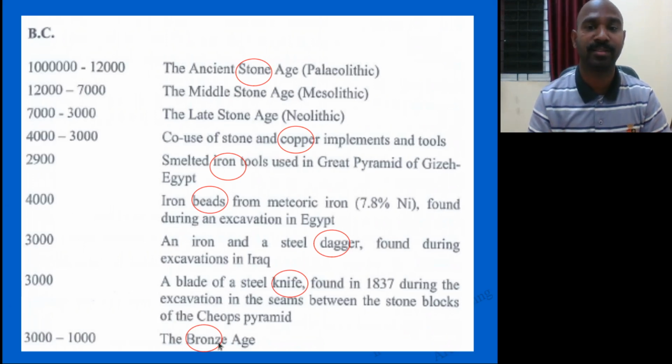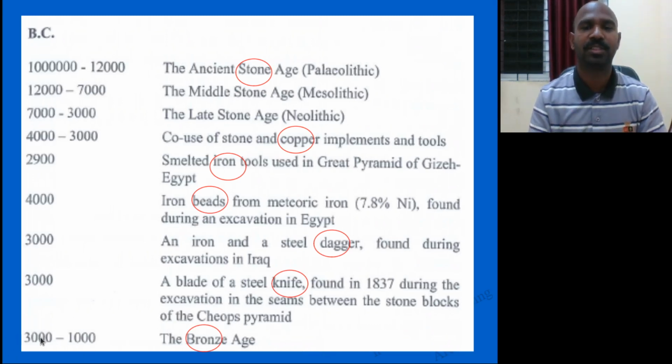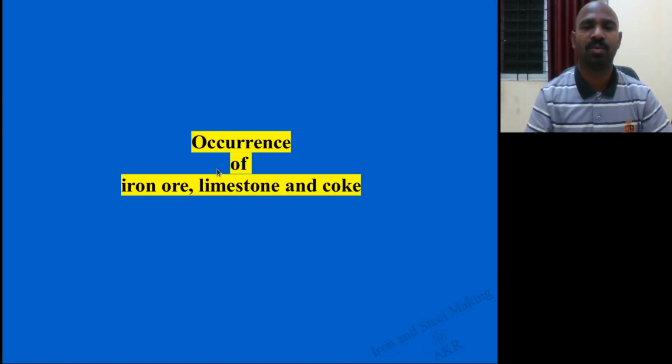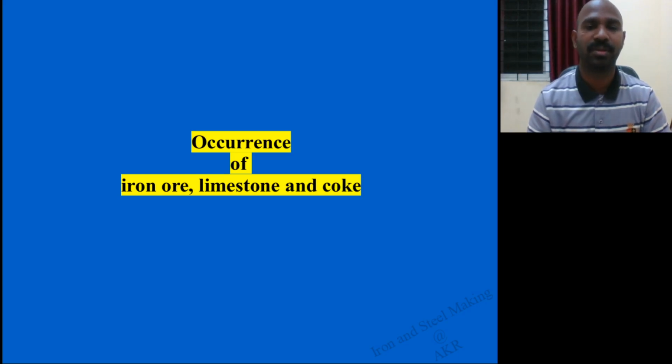Then the Bronze Age. Bronze is nothing but a copper and tin alloy. These were used as tools in the kingdom. The age was found to be 3000 to 1000 years BC. Just notice this particular point. Now I am going to talk about the occurrence of iron ore, limestone and coke. It is not a man-made material. It was of meteoric origin. During the earth formation, these things were existing.